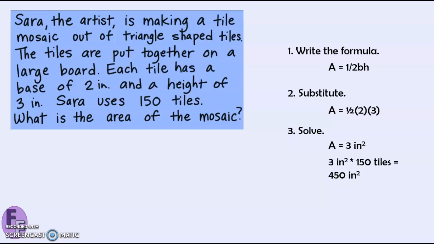First, write the formula, 1/2 base times height. Substitute in the base and the height of the individual tile. The base is 2 and the height is 3. Multiply these together to get an area of 3 inches squared for each individual tile.